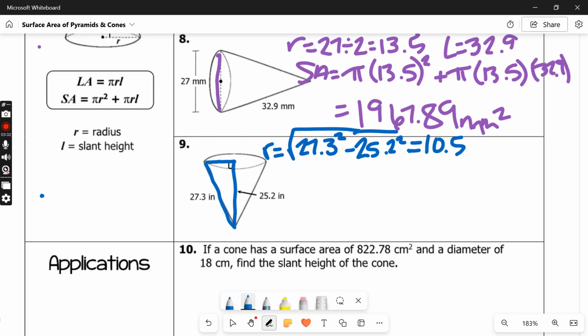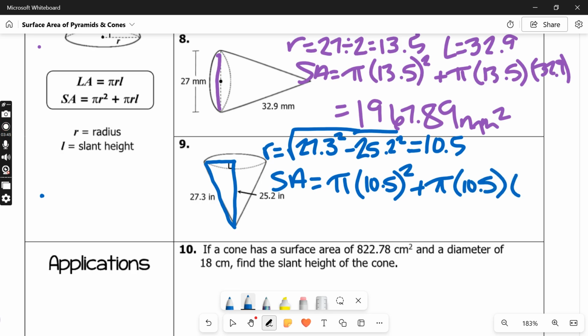Then my slant height is 27.3. So I'm going to say my surface area is pi times 10.5 squared plus pi times 10.5 times 27.3. When I do that, I get 1,246.9 inches squared.